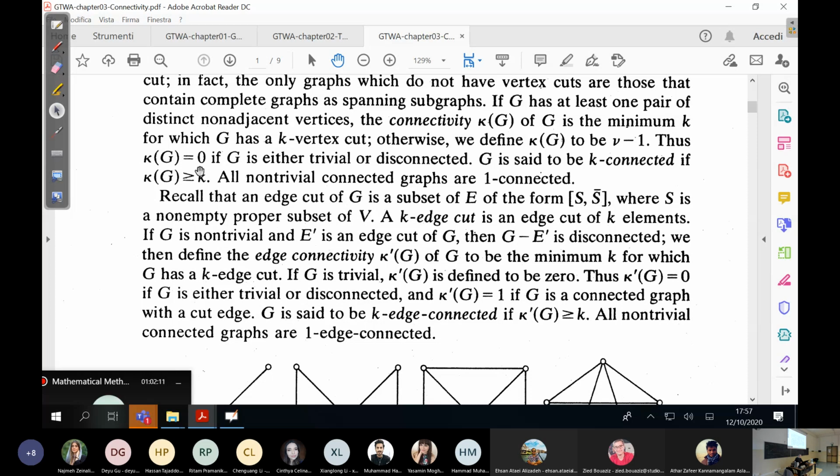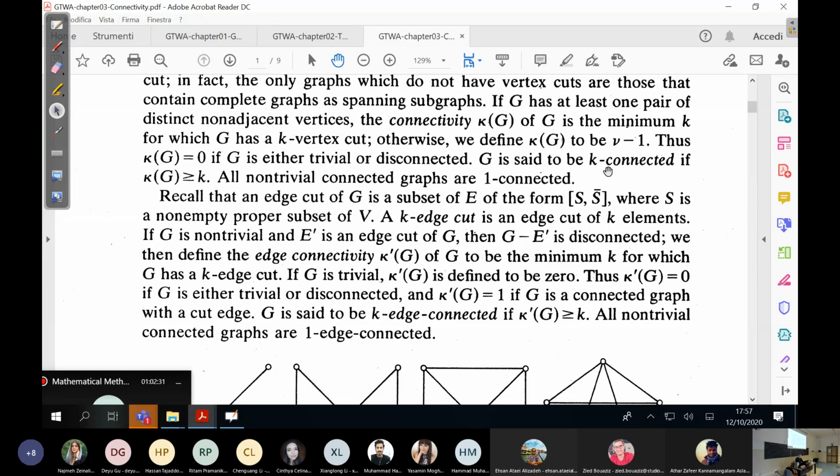Thus, kappa of G equals 0 if G is either trivial, which means just one vertex and whatever you want on that vertex, or disconnected. If it is disconnected, it is already disconnected. You do not need to delete any vertex to make it disconnected.